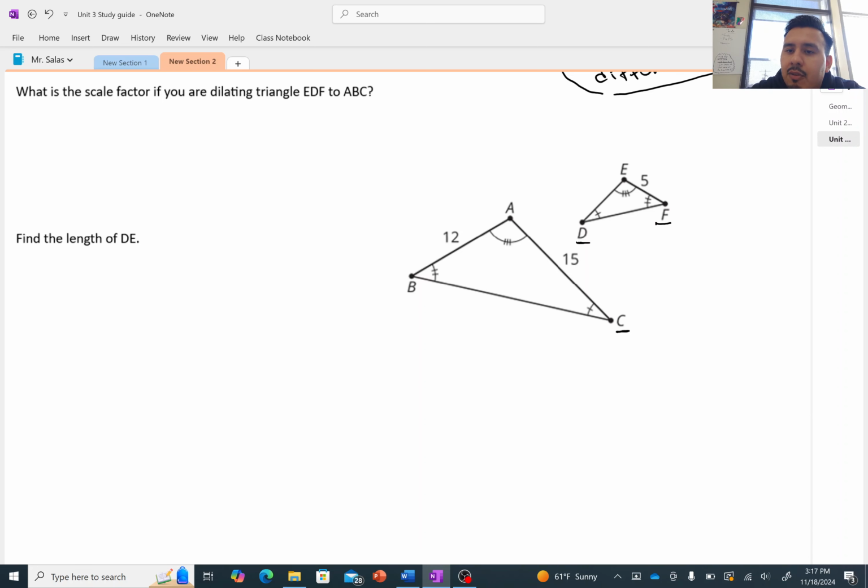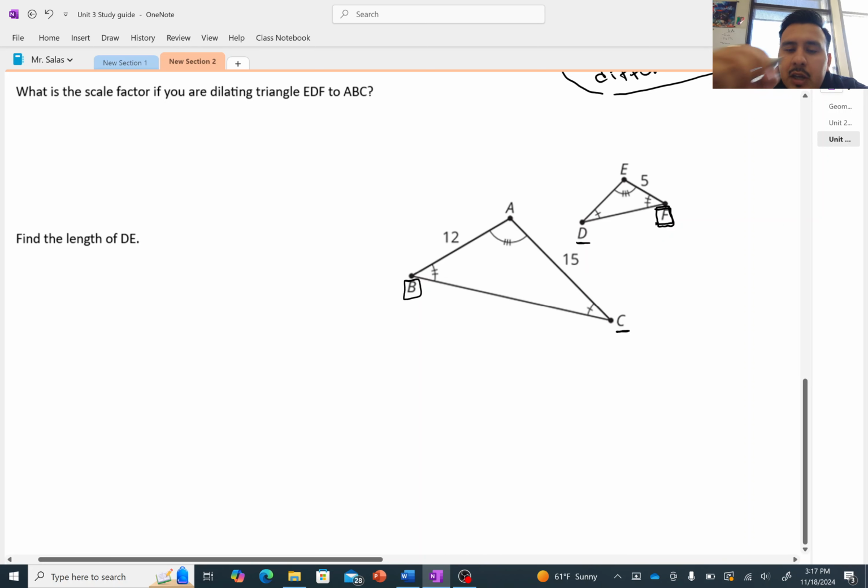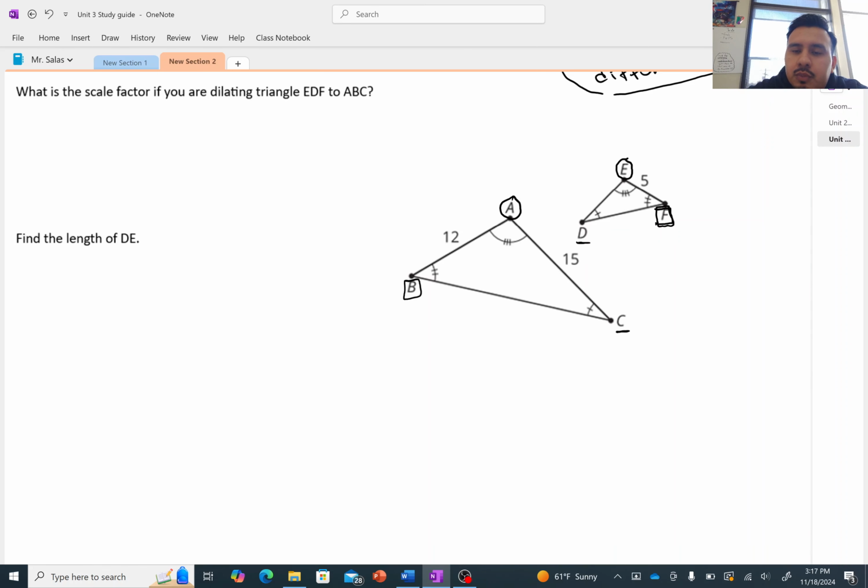I know that F, I'm going to go ahead and put a box around F. F has two lines. If F has two lines, well, B also has two lines. So I'm going to put a box around B because those two correspond. So that leaves A and E. A and E must be congruent, so I'm going to circle those two.